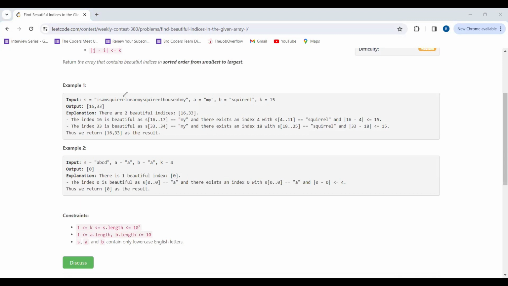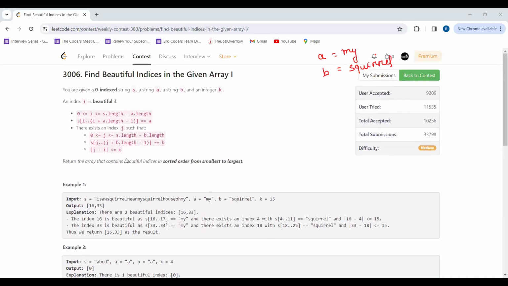Okay, so here, first of all, we are given this string: ISAWSQUIRRELNEARMYSQUIRRELHOUSEOHMY. Okay. So the two words are squirrel and my. Okay. So let's read this question again.